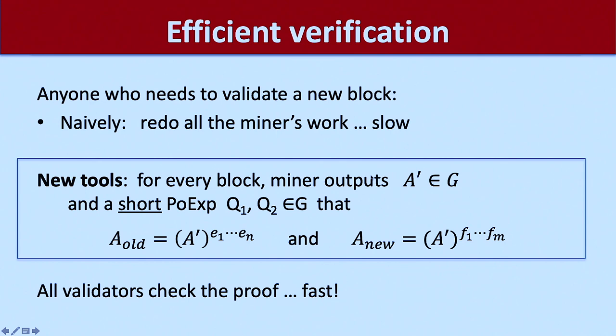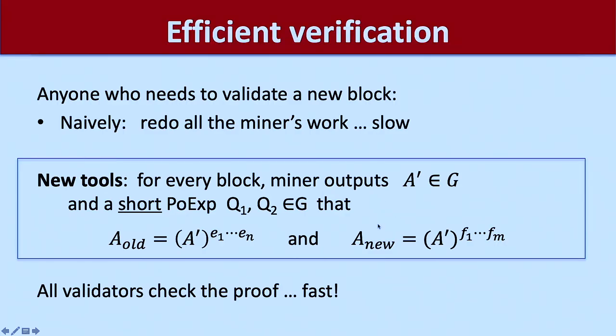But instead, this miner who just did all the work to verify that a block is valid will also produce these proofs of exponentiation. He will produce this A prime, and then he'll produce proofs of exponentiation that the removal was done correctly and that the inclusion was done correctly. It's going to help other miners, exactly. So one miner does the work, and now everybody else doesn't need to do anything.